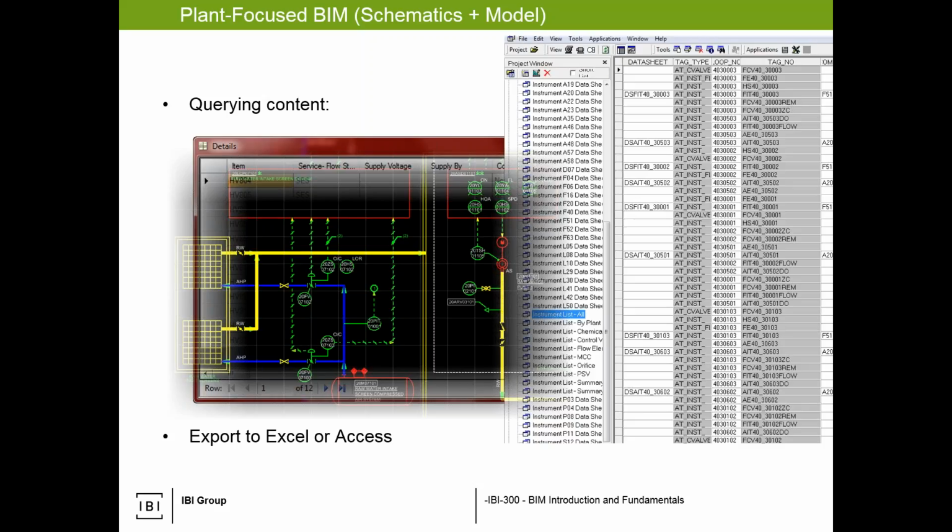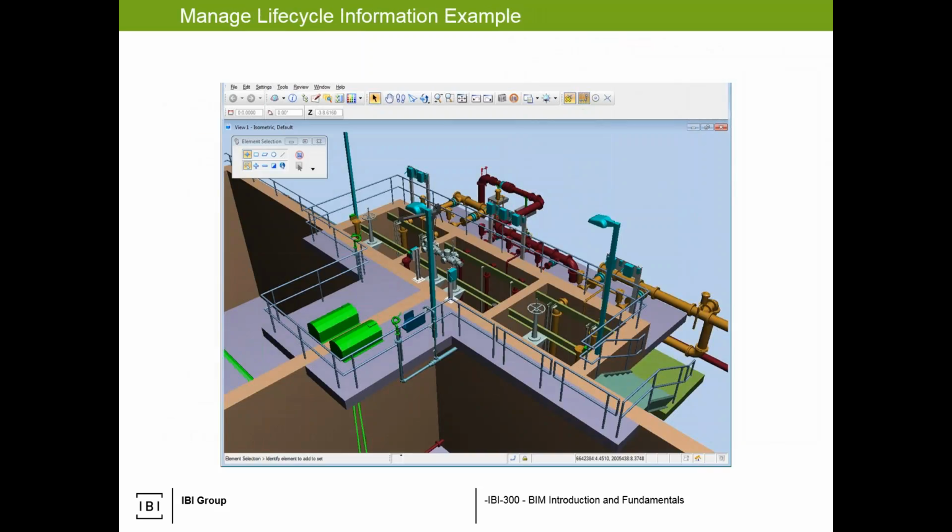So if I know that I have 100 pieces of equipment, those 100 pieces of equipment will be compared against the model. And if my 3D model has 101 pieces, I'll be able to know that I have a disconnect. So, some powerful tools that exist on the plant or the industrial side of BIM.